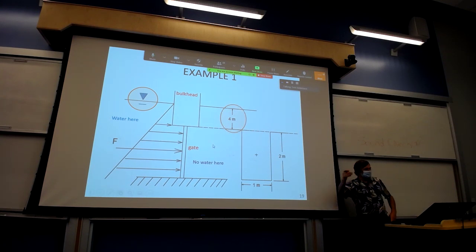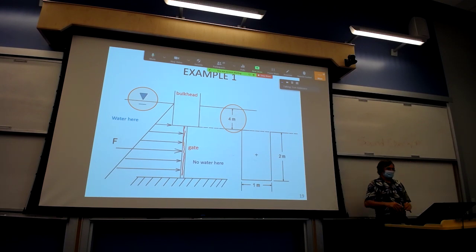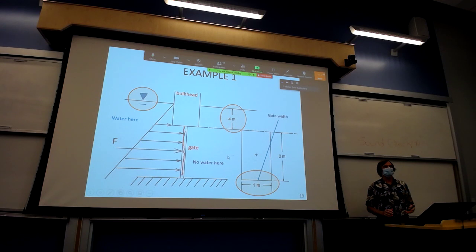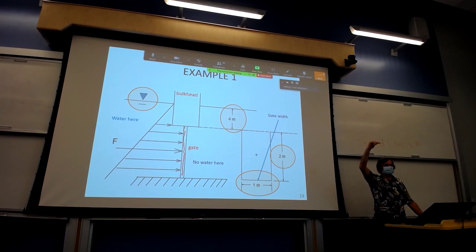So what you see is the top of the gate. So the gate is right here. That's the gate. You're looking at the edge of it, and the top is 4 meters underwater. The bottom, well, I'll get to that. If you look at the gate face on, you see it's 1 meter into and out of your paper. That's the gate depth. And then the gate height is the 2 meters. So if the top of the bulkhead is 4 meters below the surface, the bottom of the bulkhead is 4 meters plus 2 meters, or 6 meters below the surface.